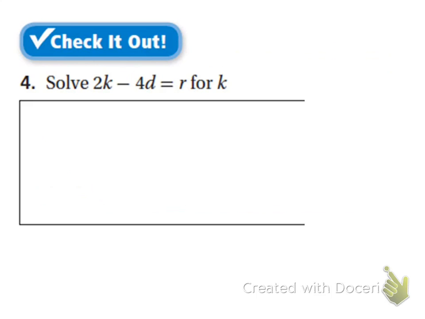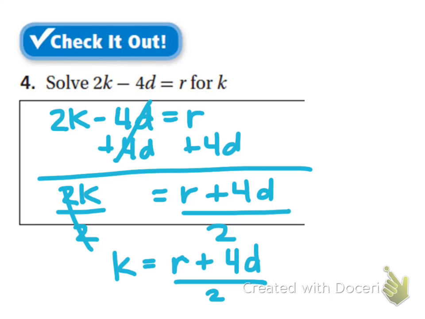Okay, I'd like you to do Check It Out. Okay, and your answer for Check It Out 4 should be K equals R plus 4D divided by 2.